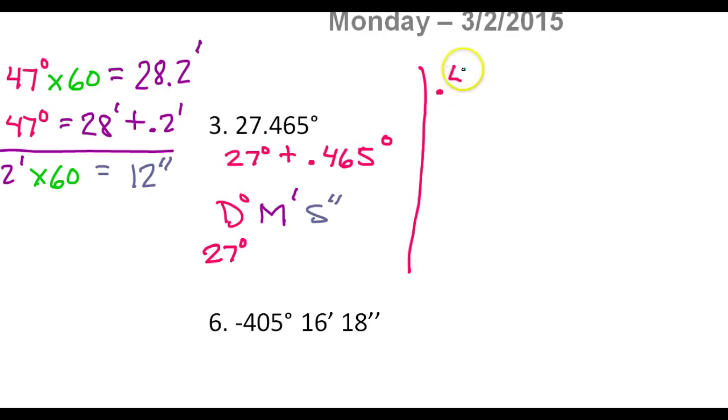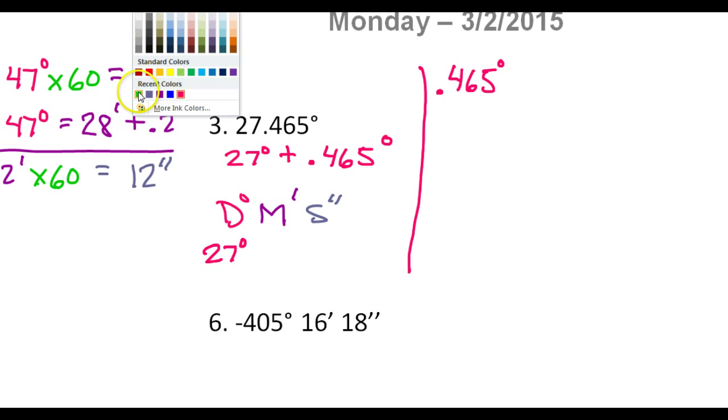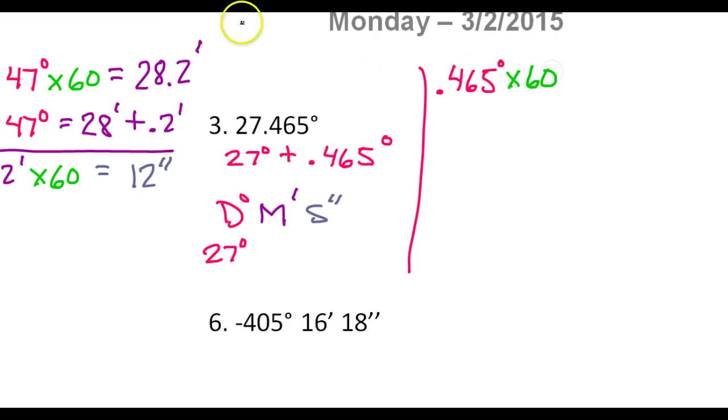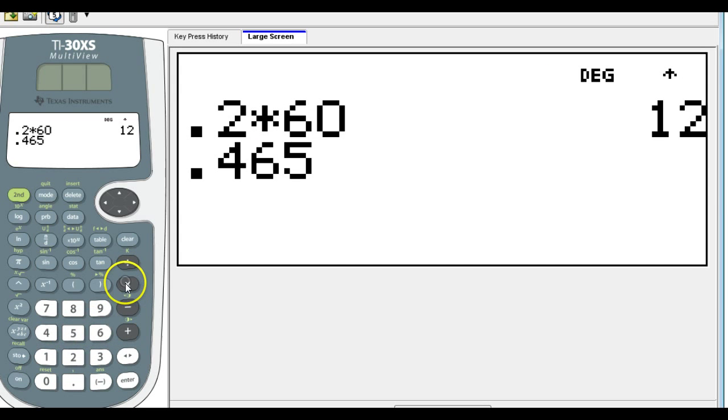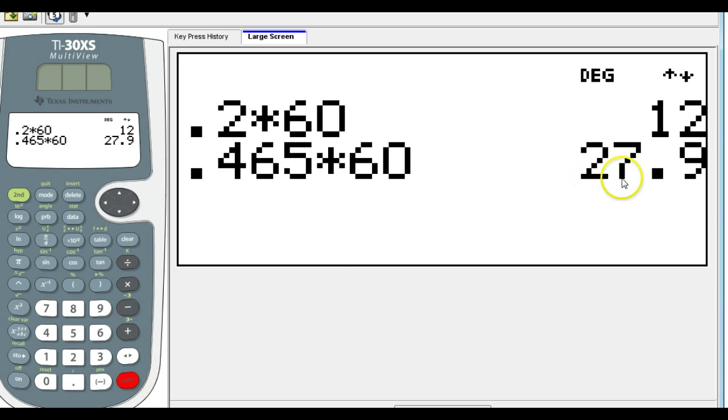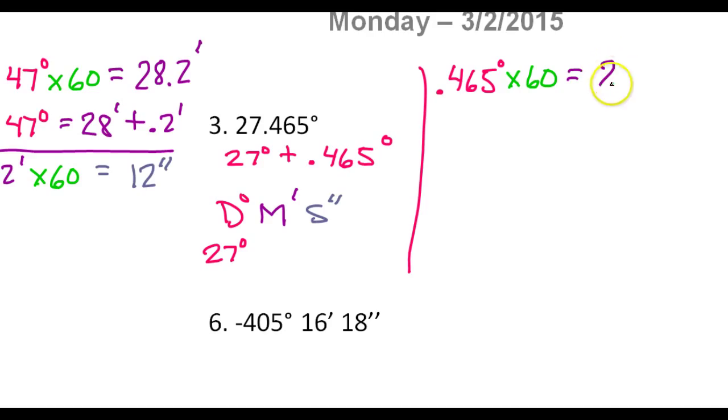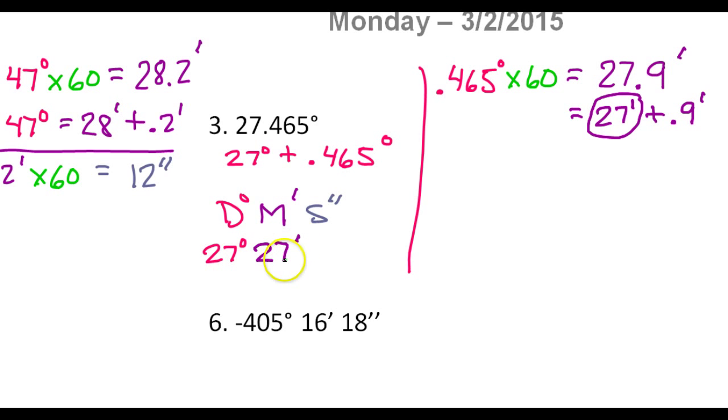Alright, so let's take our 0.465 degrees and we will convert that to minutes if we multiply it by 60. So 0.465 times 60, that's 27.9. So that means I have 27.9 minutes now. Now understand that that is 27 minutes plus 0.9 minutes. So this whole number amount of minutes, that's what we need for our final answer. So here comes our 27 minutes. So 27 degrees, 27 minutes. That's just a coincidence.